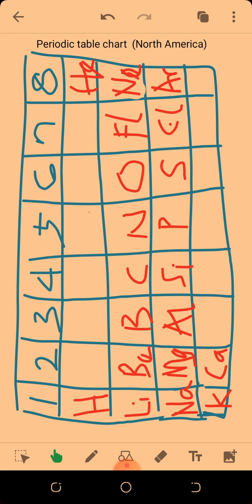Now, this periodic table chart shows the chart used in North America, which shows 8 numbered columns. Recall that a group is a vertical column. Elements in group 1 are known as the alkali metals. They are all metals apart from hydrogen, which is placed in group 1 for convenience. Lithium, sodium, and potassium are examples of elements in group 1, and they are also known as alkali metals.